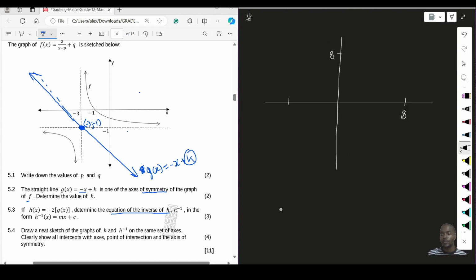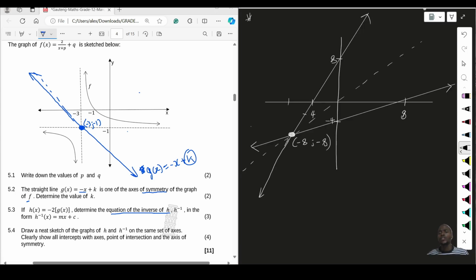So I have minus 4. Okay, minus 4 here and minus 4 there. For the sake of time, I'm trying to save time, so I don't want to write everything. After drawing, you should get this diagram.